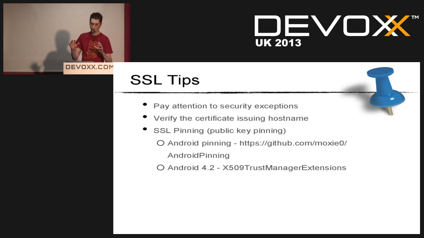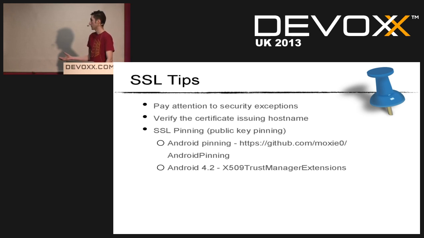So one thing you can do is pay attention to security exceptions. If you've written code to accept self-signed certificates, handle security exceptions. They're a big deal. You can verify. There's a hostname verifier class that you can implement to make sure that the hostname is what it's supposed to be.